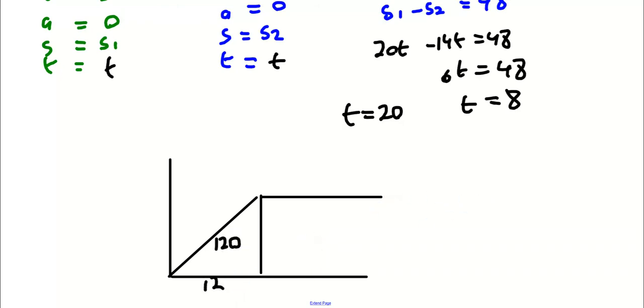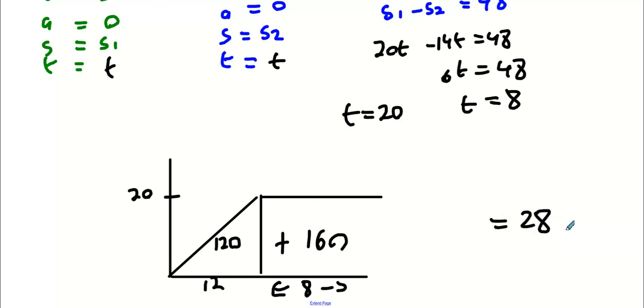Now we have an extra 8 seconds to worry about. And how fast are you going for those extra 8 seconds? We're talking about train 1 here. V is 20. Sorry, 8 times 20? Add them together. 280 meters from your beginning is where the overtake takes place, okay?